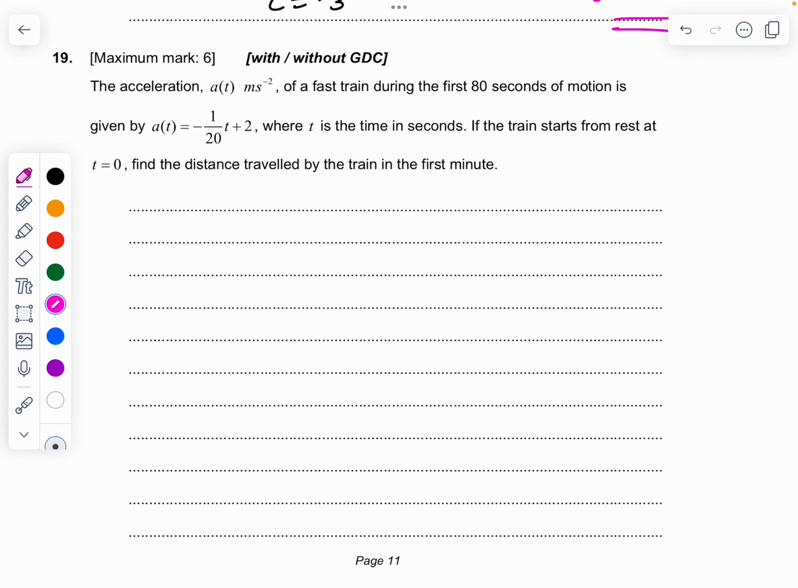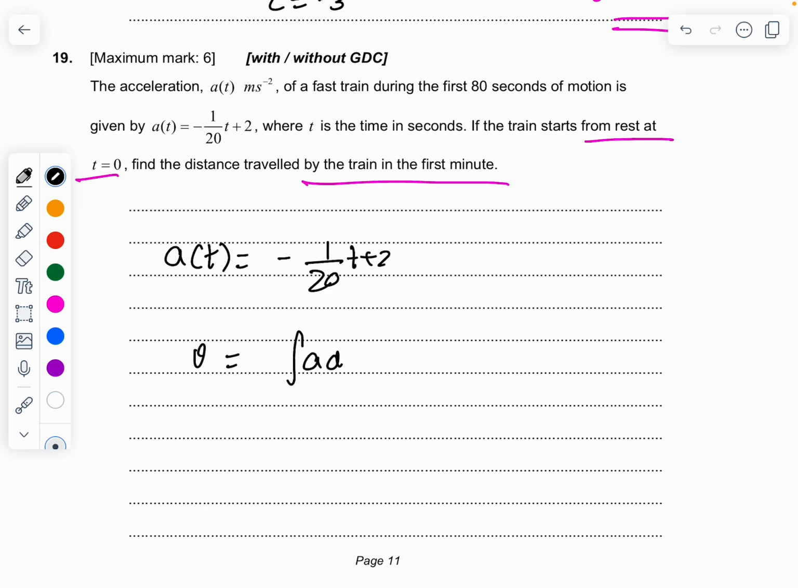Question number 19. The acceleration is given. If the train starts at rest at t equals 0, find the distance traveled by the train in the first 80 seconds. So acceleration at t is minus 1 upon 20 t plus 2. So velocity will be the integral of a dt. It is going to be minus 1 upon 40 t square plus 2t plus c.